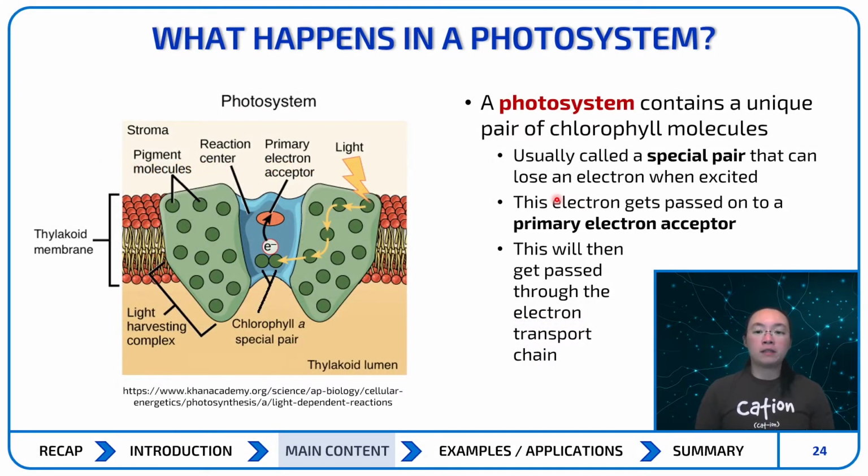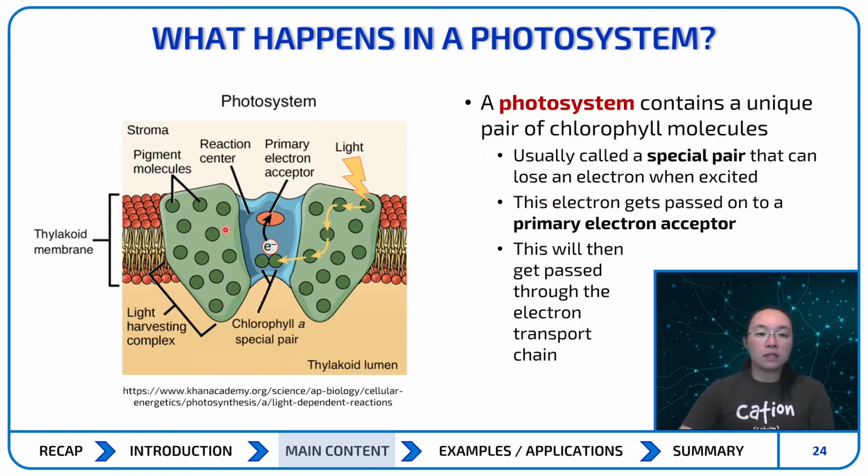And that happens because simply PS1, which happened second, was discovered first. So it's very confusing in terms of the naming system, but just remember PS2, light absorption happens in PS1 first. So the first thing we want to do is figure out what a photosystem is.